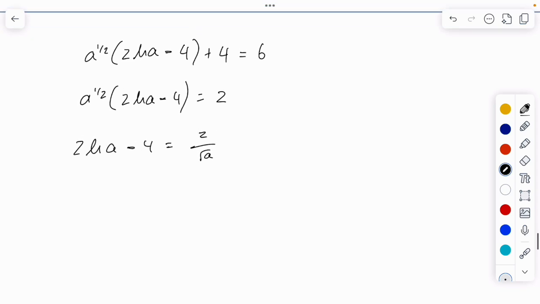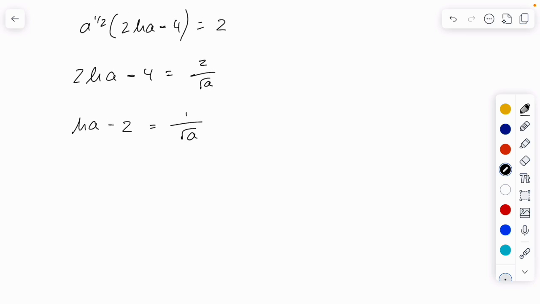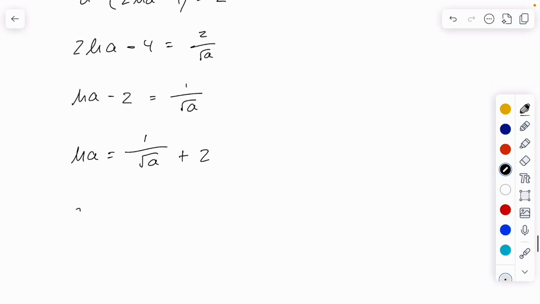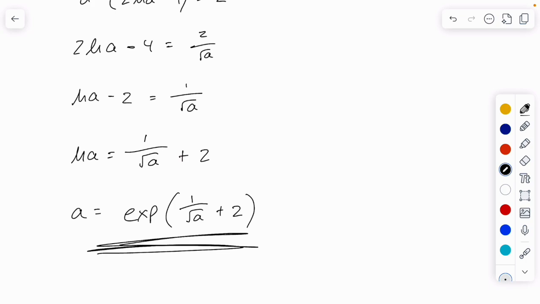Which means that ln a minus 2 is equal to 1 over root a, which gives me ln a is equal to 1 over root a plus 2. Ln a is equal to 1 over root a plus 2, which means that a is equal to e to the power of 1 over root a plus 2. That's going to be the final answer as required there.